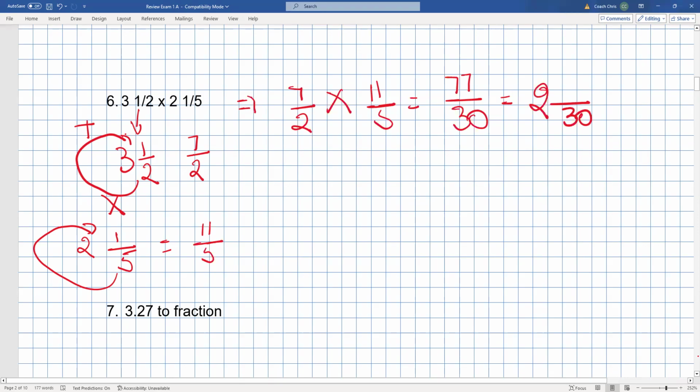You're going to go there only 2 times, and the remainder is going to be 17. This is how you solve the mixed number.